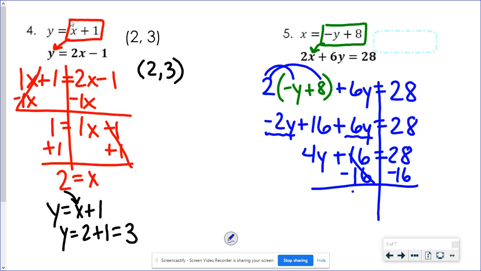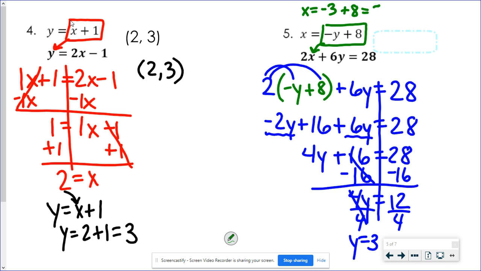Again, I know I'm solving this kind of quickly, but we are good at solving equations now. So then y is going to be 3. I still have to find the x. The y is 3, but if I use this top equation, then x will be equal to -y + 8, so -3 + 8, which is going to be 5. So my ordered pair, the x is 5, the y is 3.